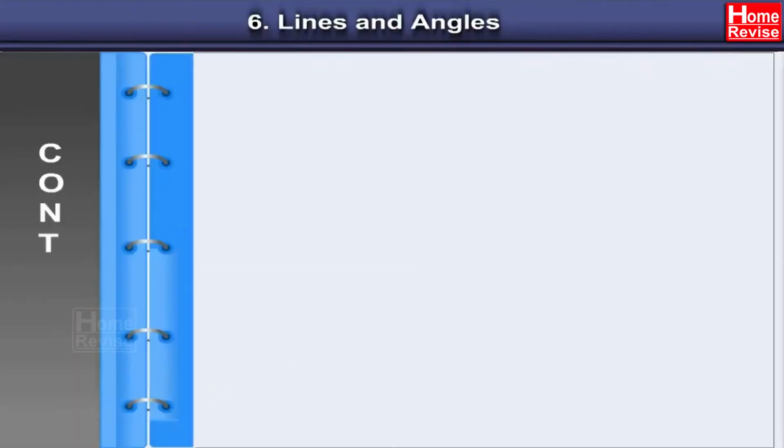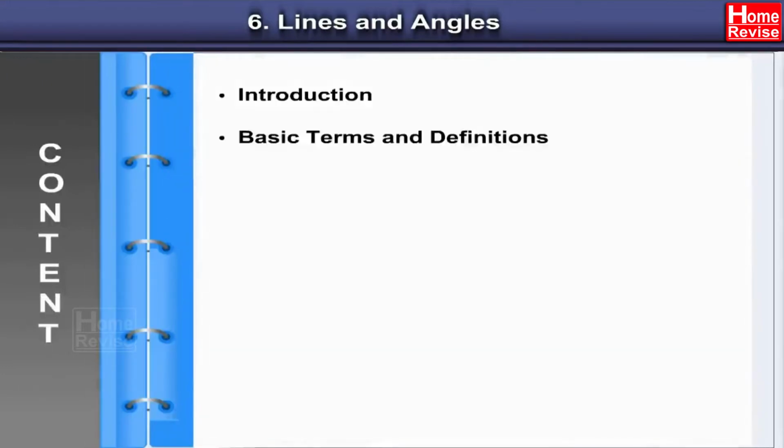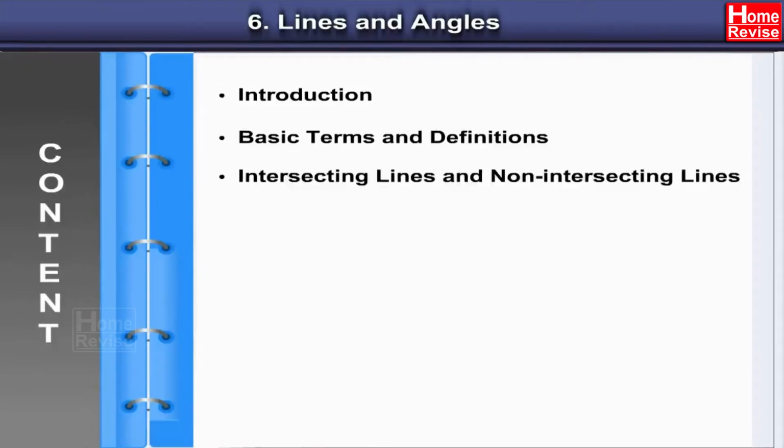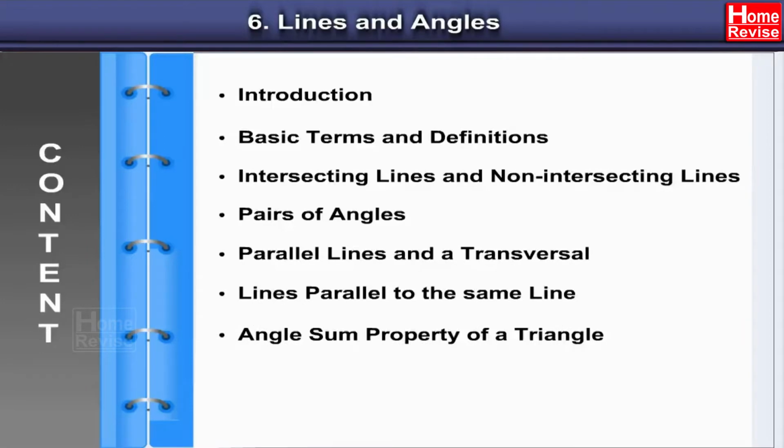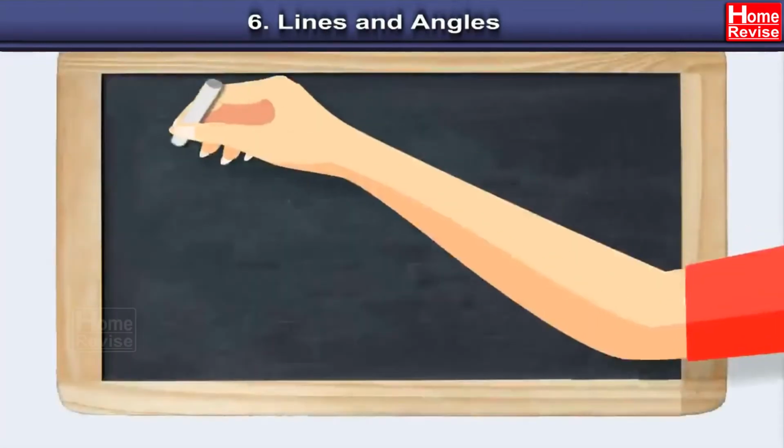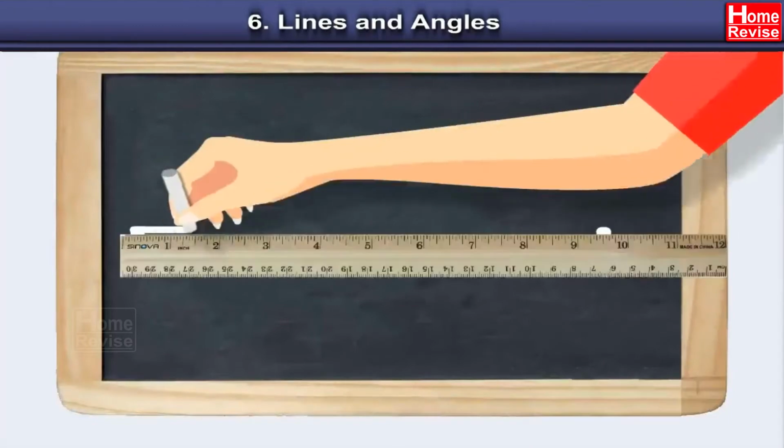Chapter 6: Lines and Angles. You have already studied that a minimum of 2 points are required to draw a line.